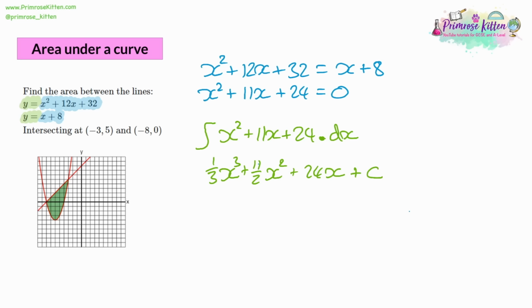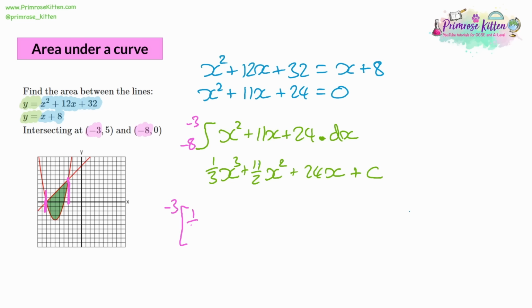And all we need to do now for this expression is to use a definite integral. And it's going to be in between the x coordinates we're given. Because if you look at the graph, -3 is the end of this curve. And -8 is the start of this curve, or at least the shaded area. So we do the definite integral. So we're going to substitute the largest number first, which is -3.